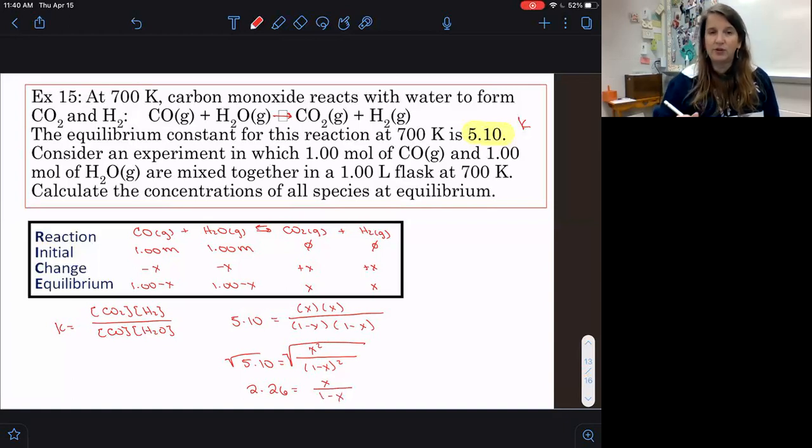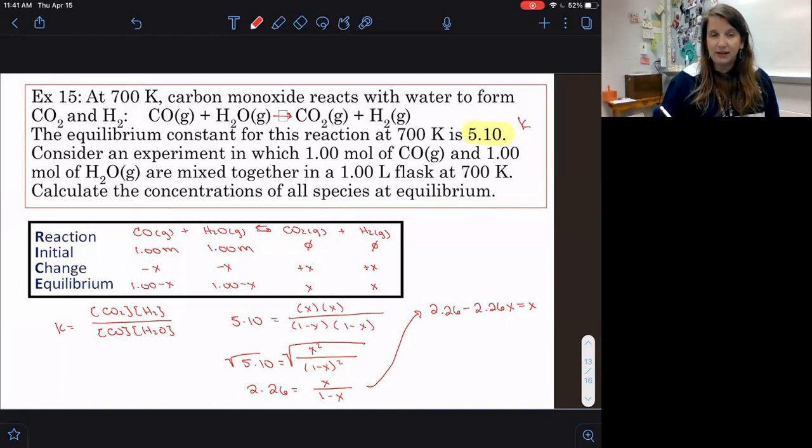So then I'm going to multiply both sides by the denominator to get the X out of the bottom. So I'm going to go, let me just draw an arrow up here. So I'm going to have 2.26 minus 2.26x equals X. Okay, so I've got to distribute this 2.26 to everything that's in the denominator.